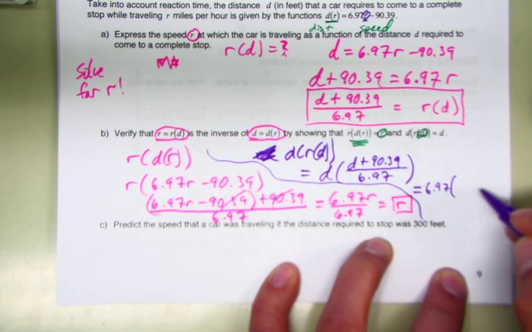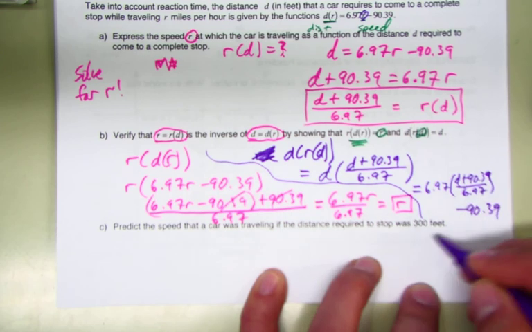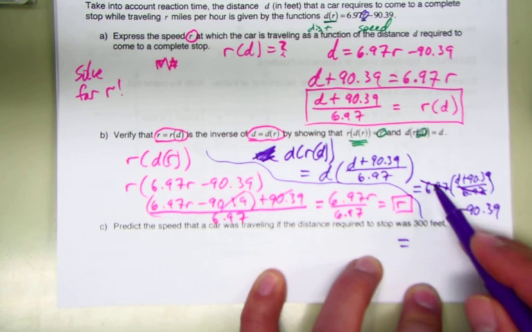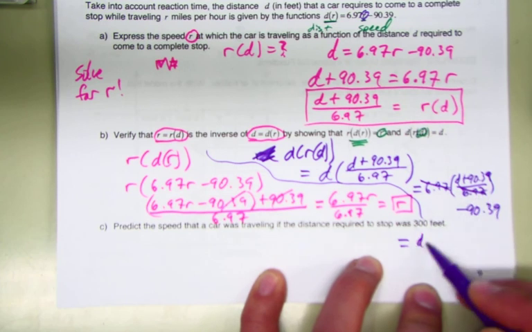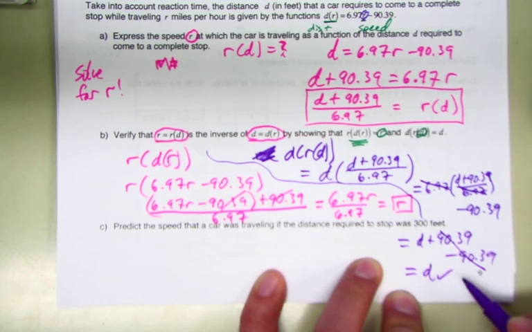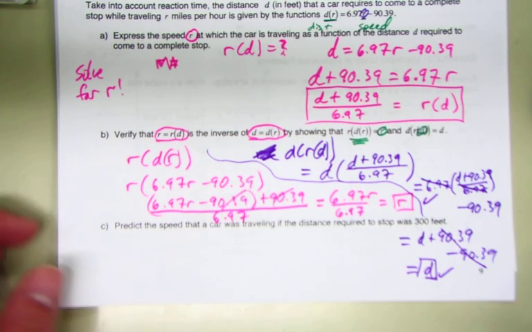So now it'll be 6.97, and instead of little r, we're going to replace that with d plus 90.39 all over 6.97. And then don't forget to subtract 90.39. Right away you can see, oh look, the 6.97's cancel. We're multiplying and dividing here. So now we just get d plus 90.39 minus 90.39. Those cancel, and we do get just d. Okay, so that's what they wanted us to do there to verify that they're inverses.